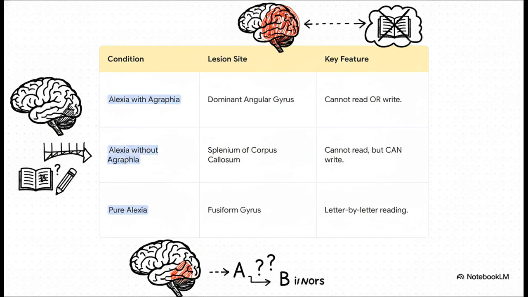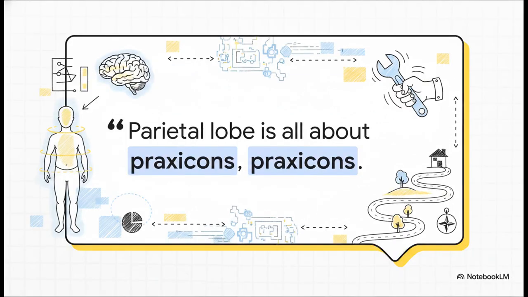Now, that angular gyrus lesion also causes alexia, the inability to read, which goes along with the agraphia. This is something you have to distinguish from alexia without agraphia, where a patient can write perfectly fine but then can't read their own writing. That's a disconnection syndrome from a lesion somewhere else. And both of those are distinct from pure alexia, from a fusiform gyrus lesion, where patients can only read letter by painful letter.